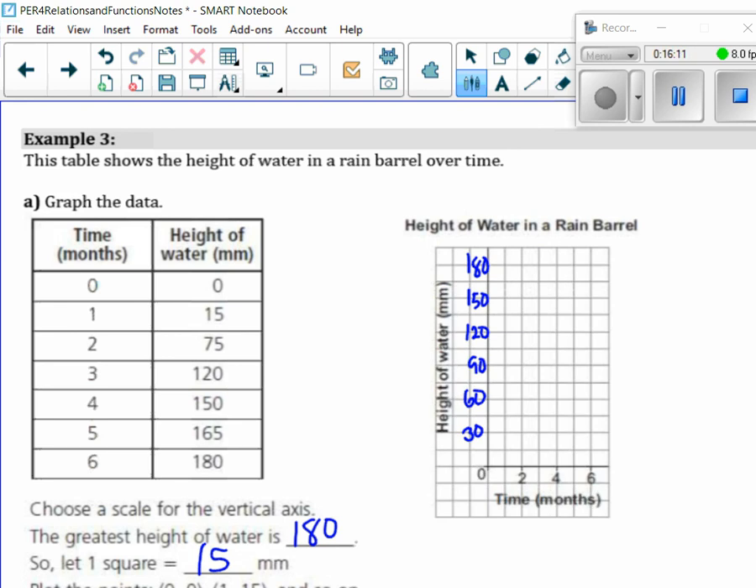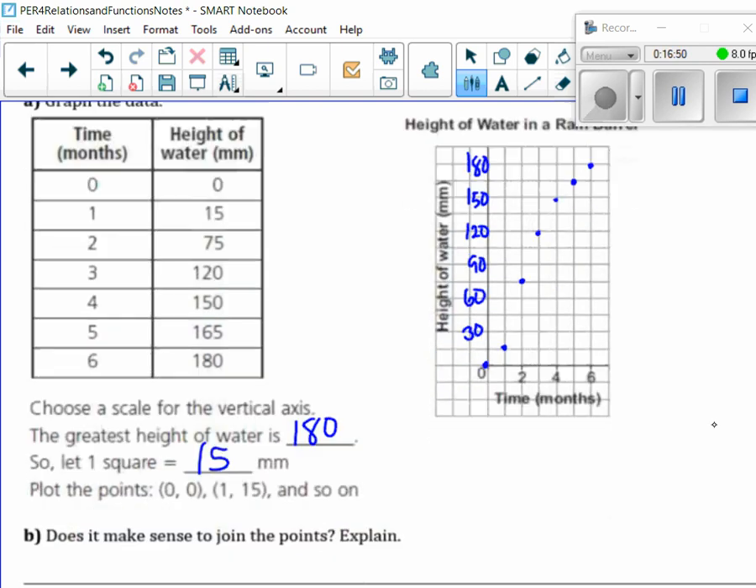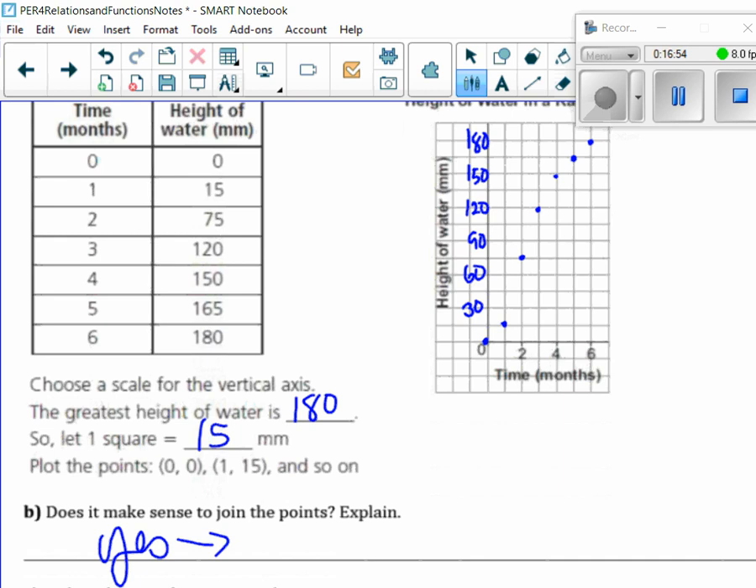Okay, so now we're going to plot the points there. So I'll give you a second to do that. So what do you think? Does it make sense to join these points? Why does it make sense to join the points? Yeah, the height of the water can vary, right? The time and the height is continuous. That's probably the best answer, right?